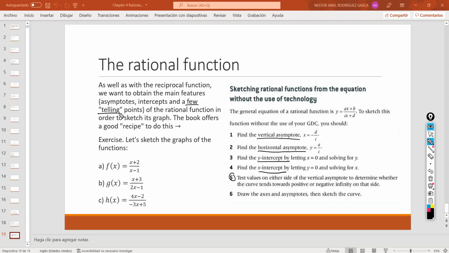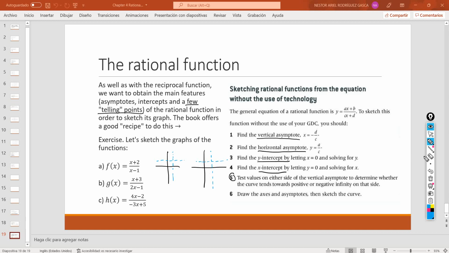Like give a few telling points, right? So that you can understand in what direction the branches are. For example, we have these two broad differences or classifications. Suppose that you have two Cartesian planes and you have these asymptotes. The same asymptotes in both of them.